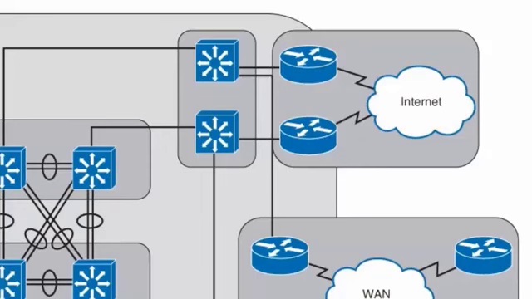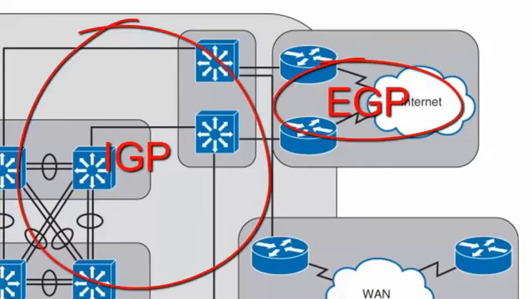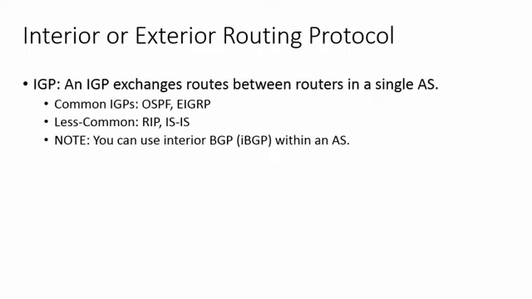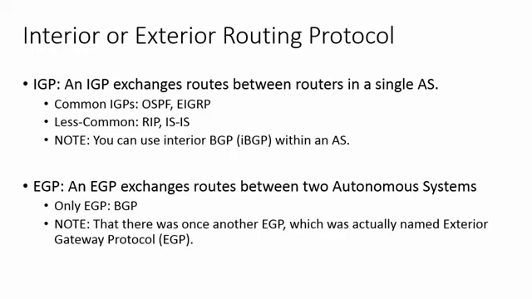To answer the question as to what routing protocol you should run, you need to understand if you need an IGP, an interior gateway protocol, or an EGP, an exterior gateway protocol. An IGP exchanges routes between routers in a single AS. Common IGPs are EIGRP or OSPF, and then RIP and ISIS are also used, but not as much. Today, the only EGP in use is BGP. But please note that BGP is sometimes also used as an interior gateway protocol as well.